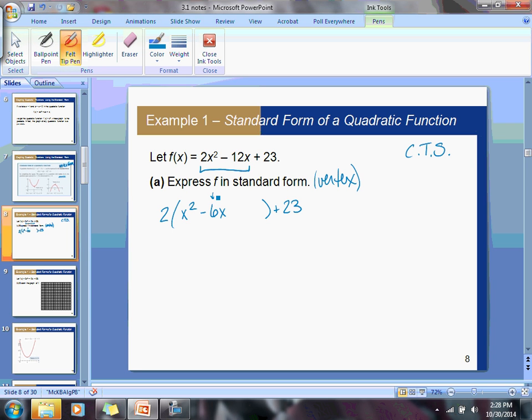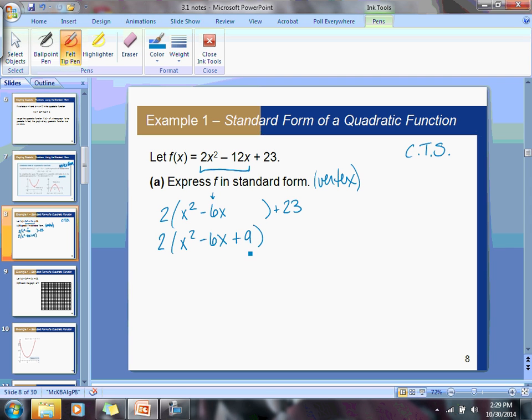Just like we've done before, you take half of 6, which is 3, and you square it, which is 9. So that's going to be my value that I'm going to add there. Okay, so now I've completed the square. Now I've taken these two binomials and converted them into a trinomial, so that way I can factor it.